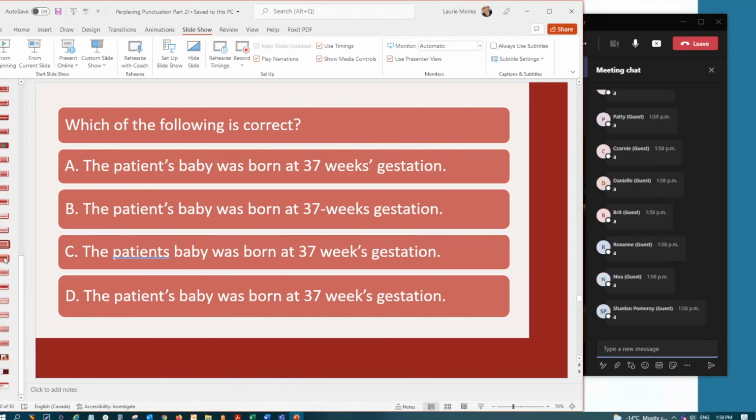Good job, folks. Good job. So patient, we've got one patient. So the apostrophe is before the S to show one patient. 37 weeks is more than 1 week, so the apostrophe is after the S. And that is an inanimate possessive, not a compound modifier. In this case, it's a possessive. Good job. Oh my goodness, I'm so proud.